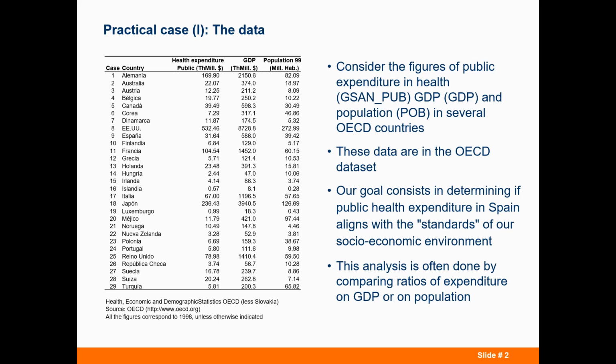Our goal consists in determining if public health expenditure in Spain aligns with the standards of our socio-economic environment. This analysis is often done by comparing ratios of expenditure on GDP or population. As we will see in this practical case, this is a very poor approach to solve the issue. It can be done, however, by regression methods.